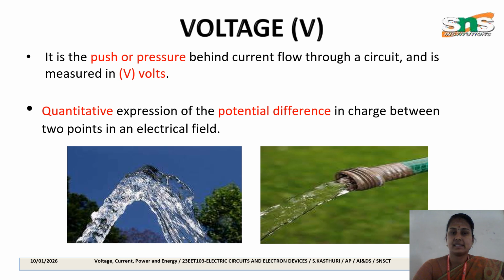As a real-time example, a 1.5 volt battery powers a torch. A 230 volt AC power supply powers the home appliances. A mobile charger reduces 230 volt AC to 5 volt to safely charge the phone.